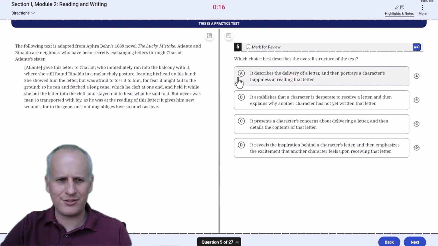And our prior question here, we're being asked about the overall structure of the text. And we can see that we've got this letter to Charlotte, and then it is being read by Charlotte, who gets excited about it. That's going to match choice A.